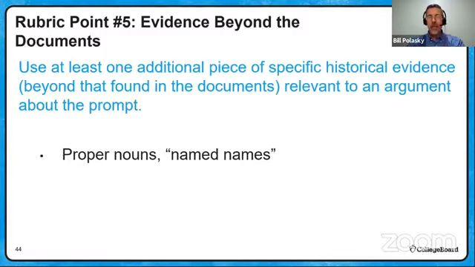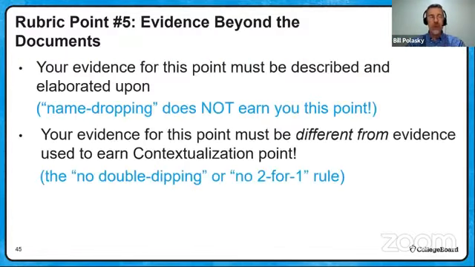Beyond that, evidence beyond the documents, you've got to bring something of your own to the party. At least one additional proper noun, specific piece of historical evidence relevant to the argument. These are the classic names, the stuff that you think you're studying in history class to do for this course. And it must be described and elaborated upon. Simply dropping the name Committees of Correspondence or the Stamp Act and walking away does not earn you the point. Additionally, the evidence that you use to get us to our how we got to here has to be different than that evidence.